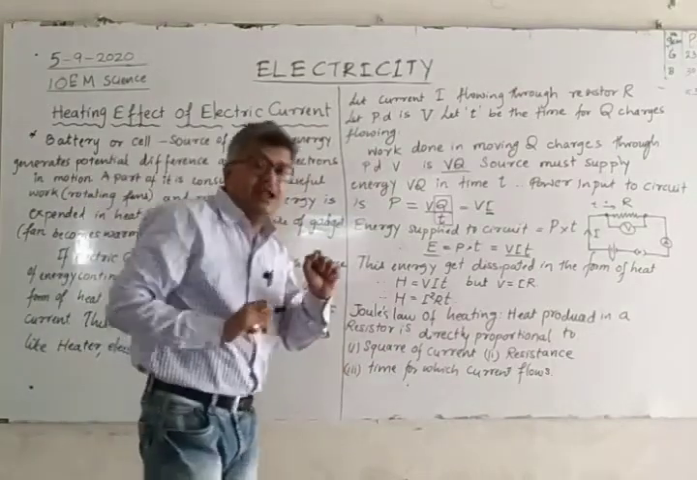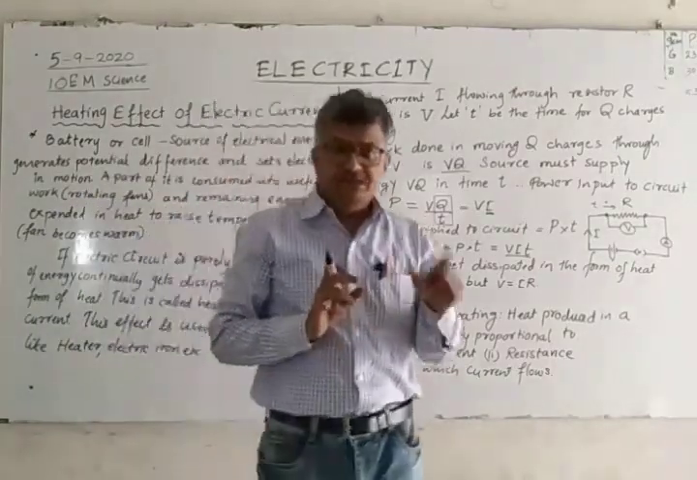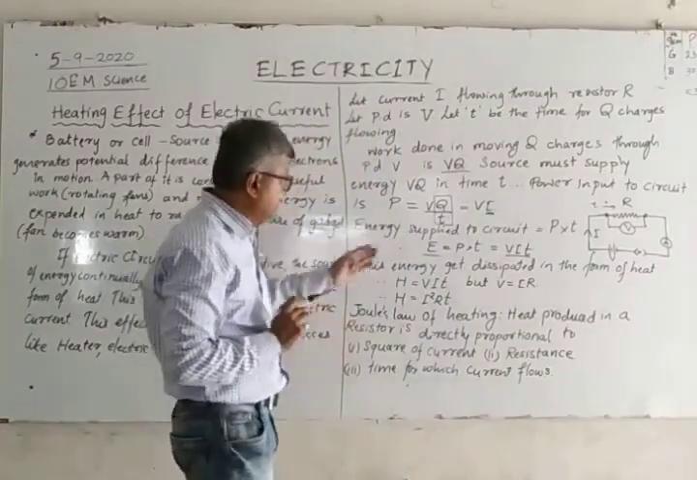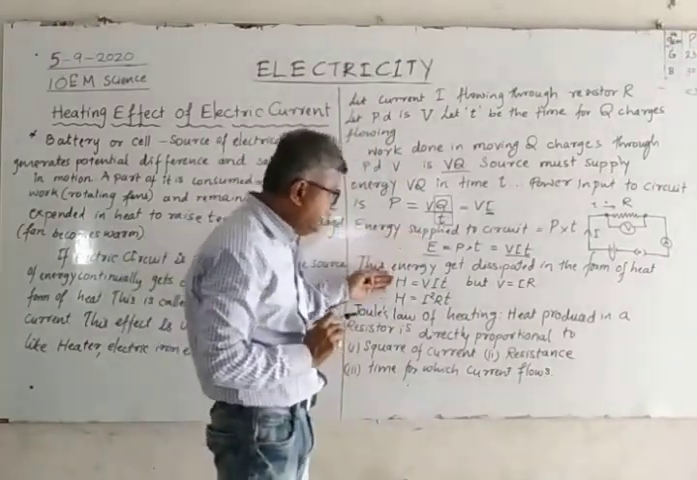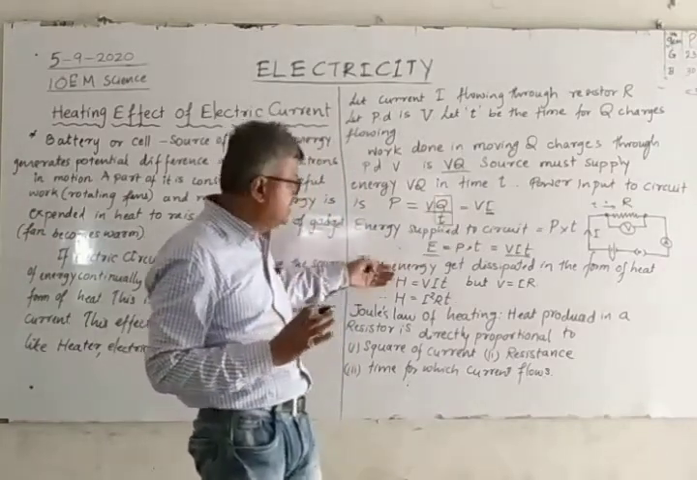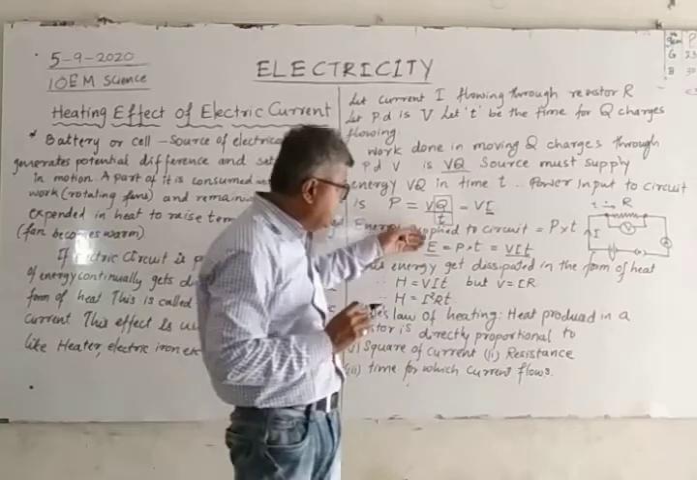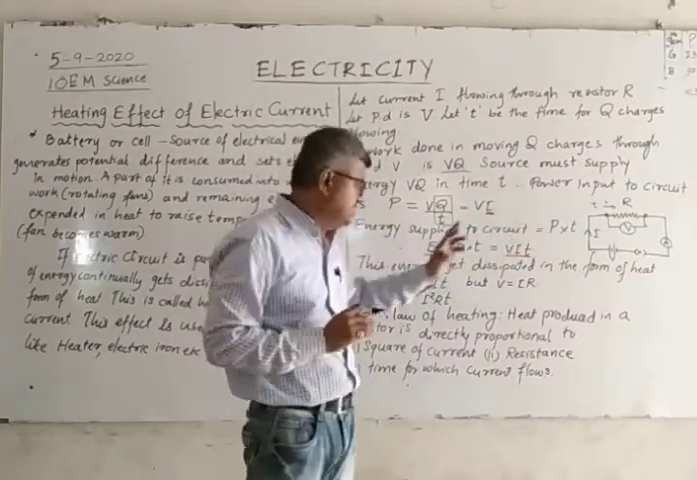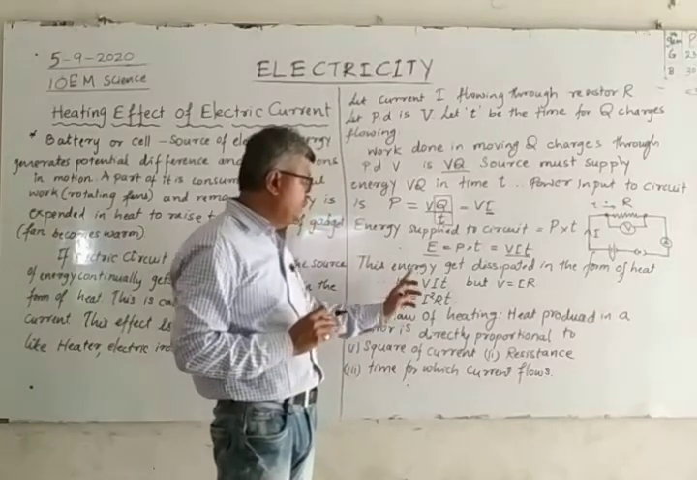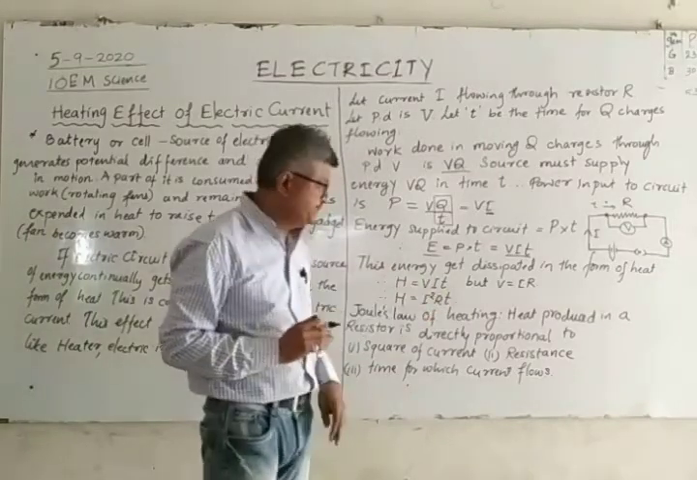This energy supplied to the circuit is converted into heat energy. Therefore, this energy is nothing but heat energy. If all the energy is totally converted into heat, you can consider that the energy supplied, VIT, is nothing but the heat generated. Therefore, H equal to VIT.